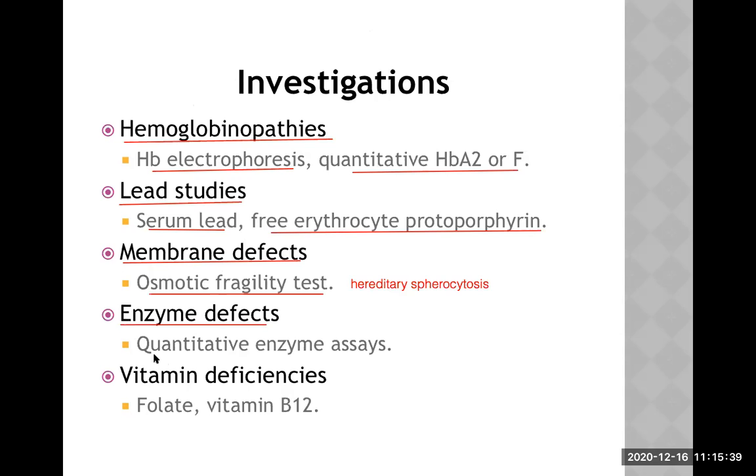This is known as quantitative enzyme assay, and a good example is G6PD deficiency, where G6PD level is very low than the normal. And if we believe vitamin B12 or folic acid deficiency anemia is there, just go for the evaluation of that level. And if they are decreased than the normal, then your diagnosis is confirmed.